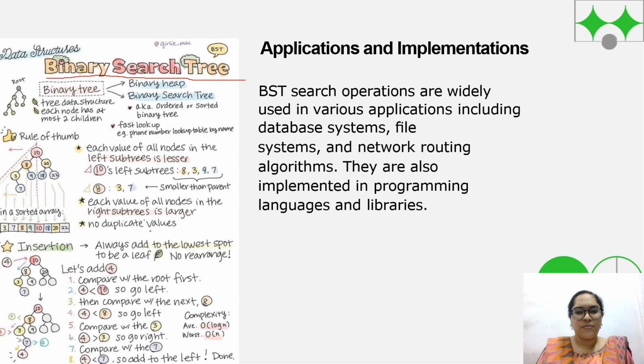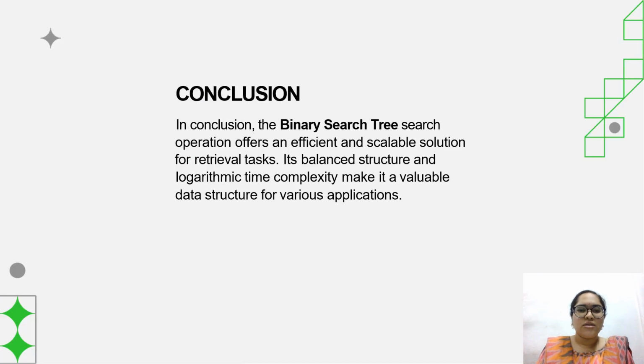Next, we have the conclusion. In conclusion, the binary search tree has three operations: search, insertion, and deletion. The search operation offers an efficient and scalable solution for a large task. Its balanced structure and time complexity make it a valuable data structure for various applications.